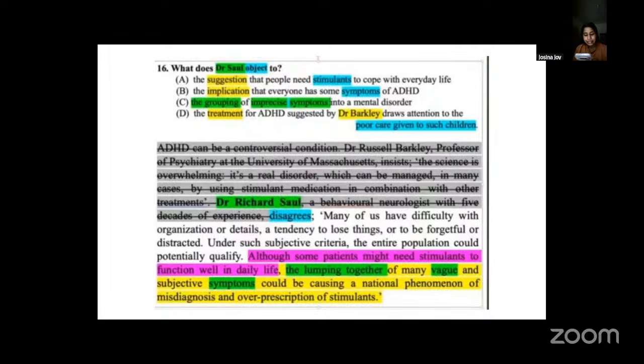And we can see lumping together is the synonym of grouping, which they are telling in option C. So both are synonyms. Lumping together is the synonym of grouping. Then vague is the synonym of imprecise. So we can confirm that our answer option is option C.